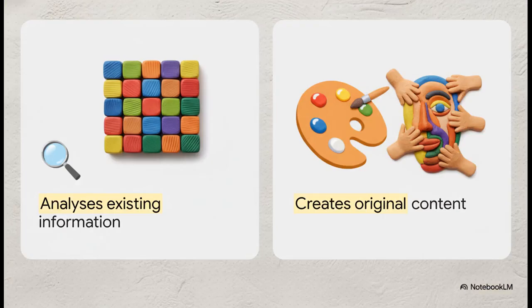Now, this comparison is absolutely crucial to understand the shift. Traditional AI was built for analysis. It analyzes existing information, like recognizing a face in a photo or predicting what movie you might want to watch next on Friday night. It basically observes what's already there. But generative AI crosses this massive threshold into actual creation. It doesn't just recognize a face, it creates original content, generating a hyper-realistic photo of a person who doesn't even exist. It's a total game changer.